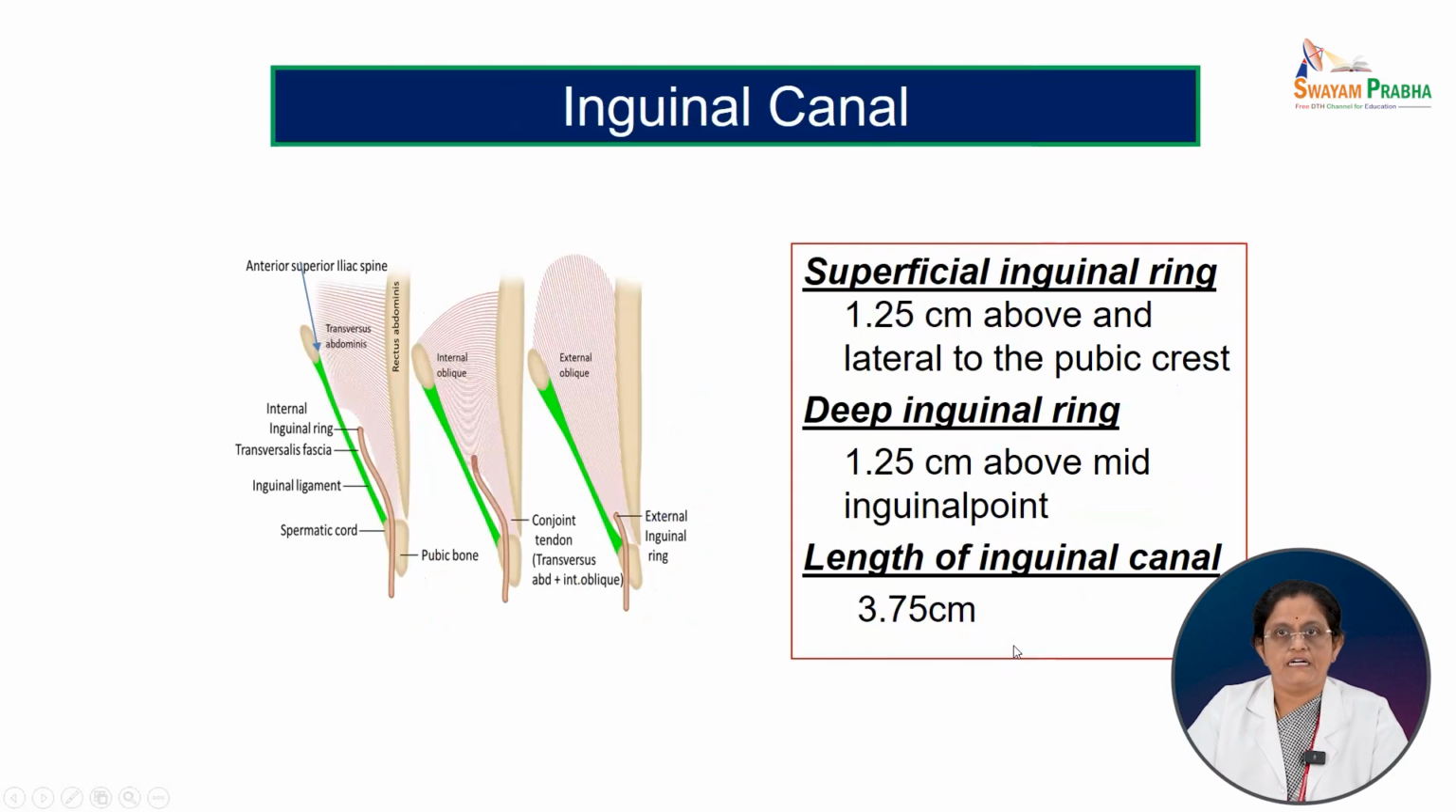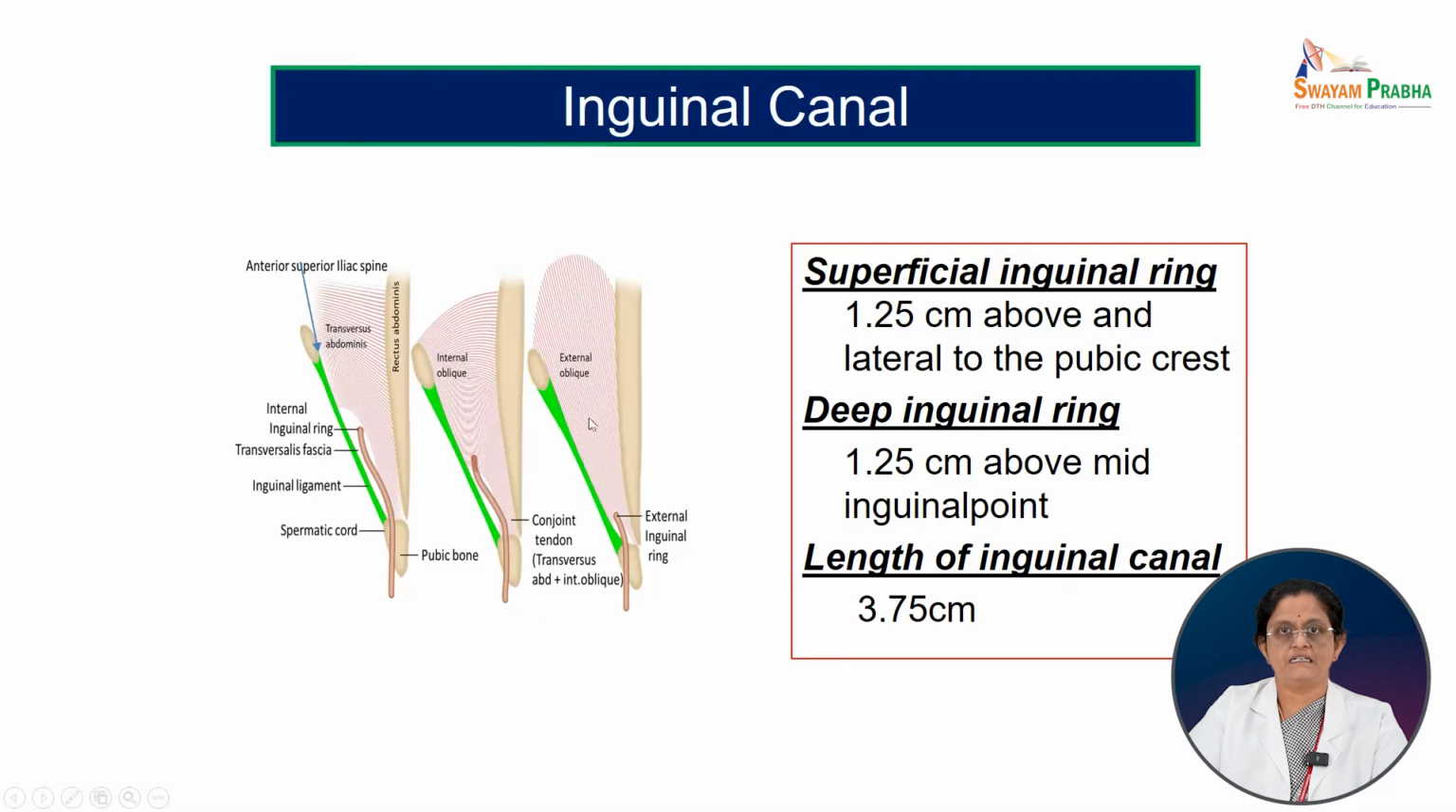As I have already mentioned, you have a superficial inguinal ring and a deep inguinal ring, and extending between both will be your inguinal canal with a length of about 3.75 centimeters. In this picture you can see the rectus abdominis muscle. This is the pubis, the body of pubis. This is the anterior superior iliac spine, and you can see the inguinal ligament, which extends from the anterior superior iliac spine to the pubic tubercle.